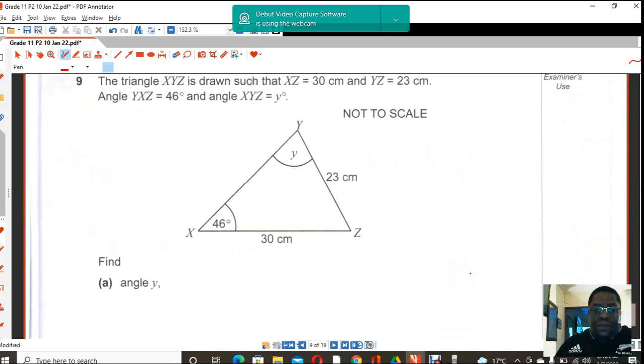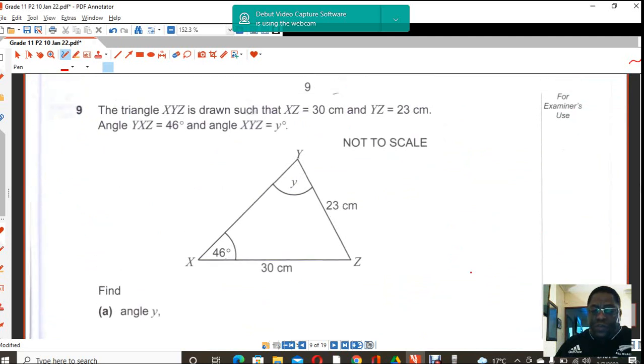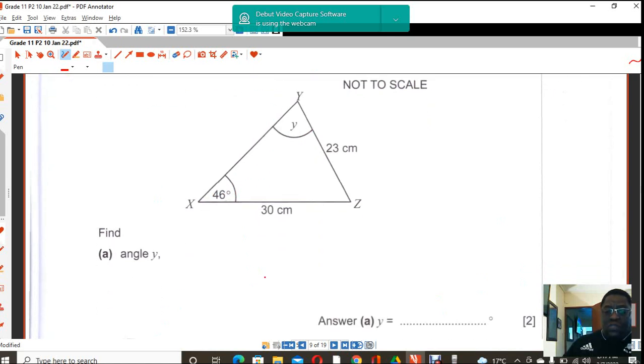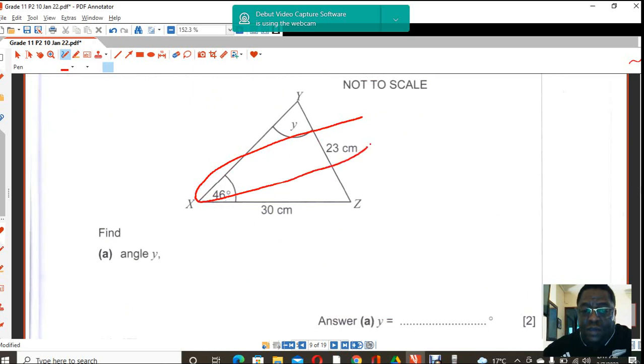A little bit of trigonometry here. Okay, so they are saying triangle XYZ is drawn such that XY is equal to 30 centimeters and YZ is equal to 23 centimeters. Angle YXZ is 46, as you can see, and angle XYZ is equal to y. So they say you must find angle y. Now we can use the sine rule here because we have a complete pair here. We have an angle and a side.